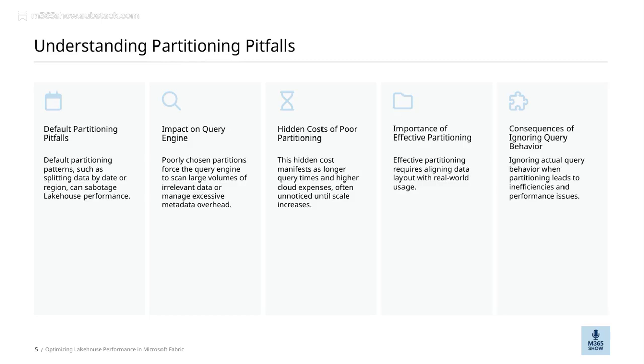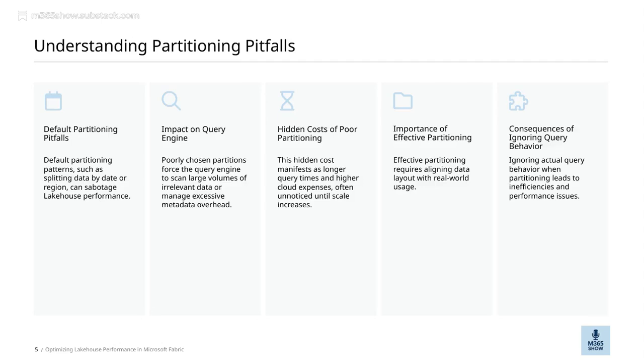Ignoring actual query behavior when partitioning can lead to some pretty significant inefficiencies and performance issues. When we don't align our data layout with how users actually query the data, we risk creating bottlenecks that slow down everything. Effective partitioning is really about understanding the real-world usage and making sure our data is organized in a way that supports those patterns.